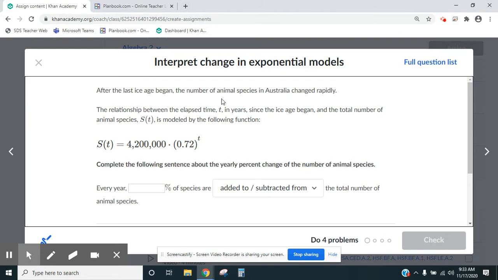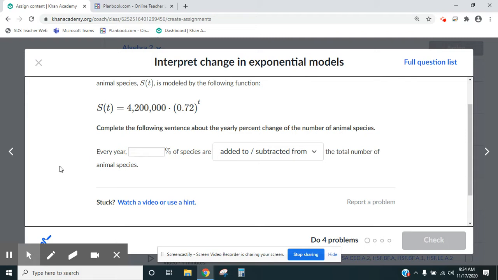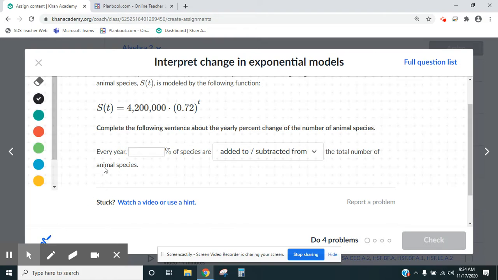After the last ice age began, blah, blah, blah. Okay, here we go. Let's complete the following sentence about the yearly percentage change of number of animal species. Every year, blank percent of species are added to, subtracted from the total number of animal species.